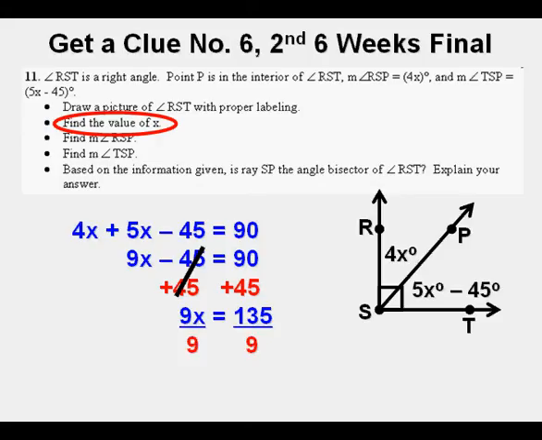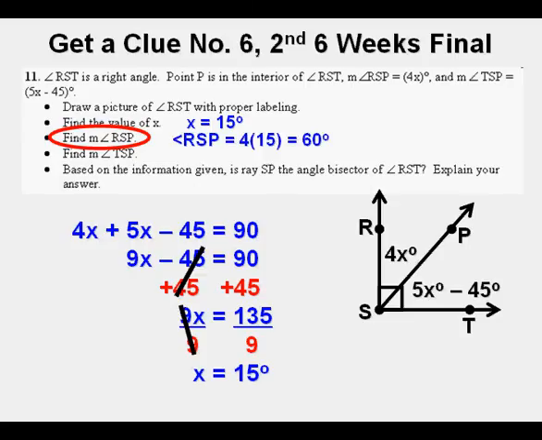Divide both sides of the equation by 9. Cancel 9 over 9 on the left side. Bring down what's left, x equals 15 degrees. We can place the answer for x here by the instructions. Now we go to the next step, finding the measure of angle RSP. And it's 4 times 15, or 60 degrees.